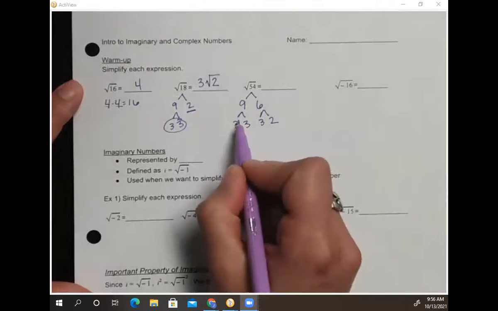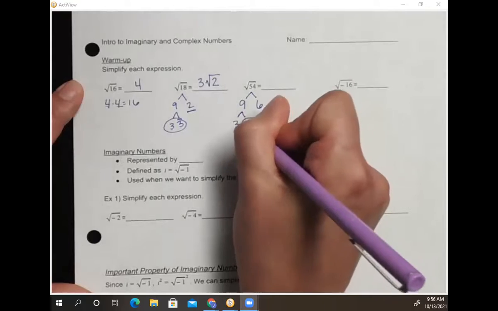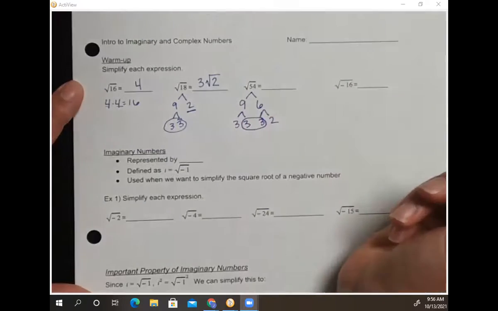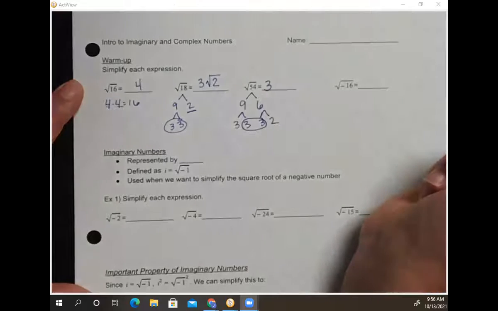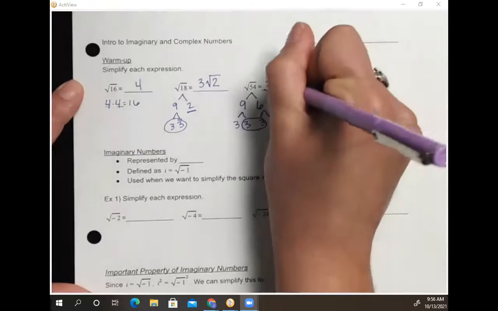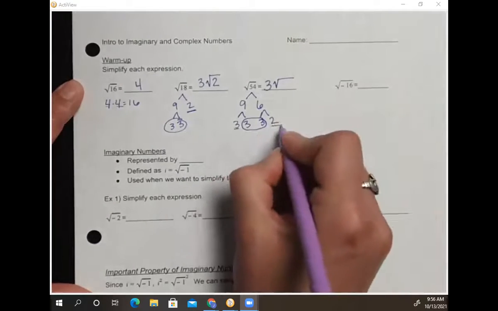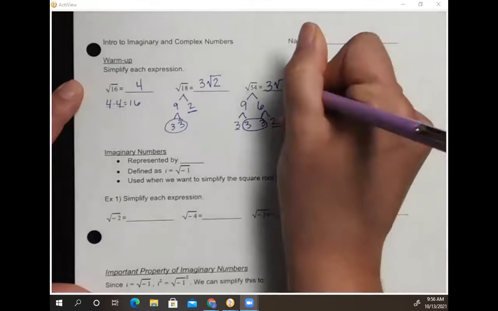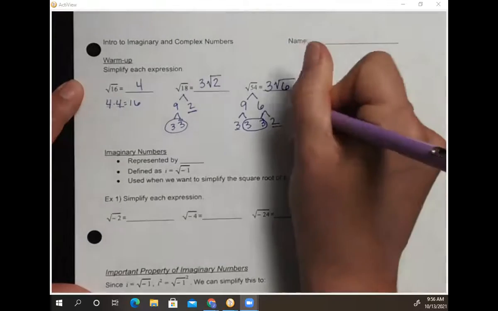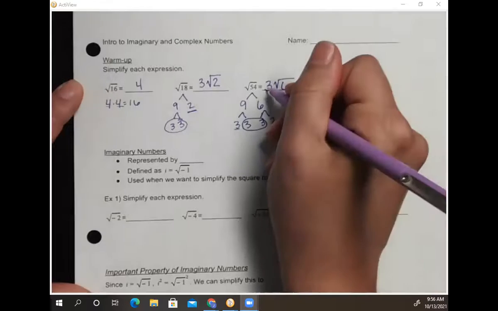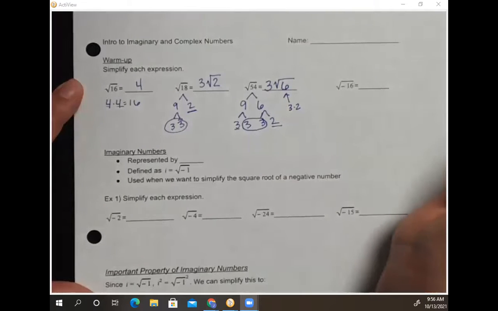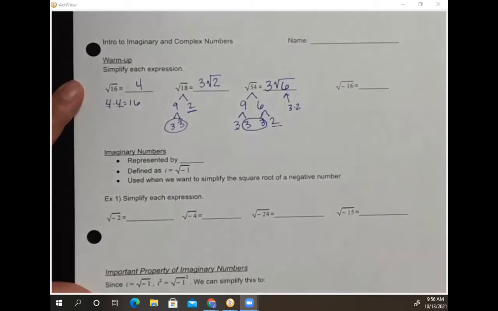And they don't have to come from the same number. So I could pair this 3 from the 6 with the 3 from the 9. The idea is that I get a pair. As soon as I have a pair, I can pull that number out. Whatever's left stays under the root. So 3 and 2 stay under the root, multiply them back together, and I get 6. If I had multiple things that came out of the root, I would multiply them together too. Now let's take a look at our last one here, square root of negative 16.